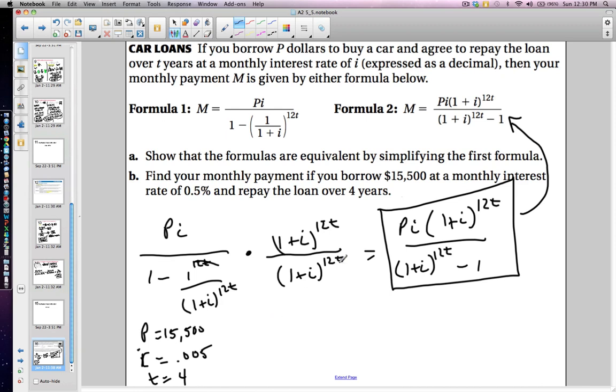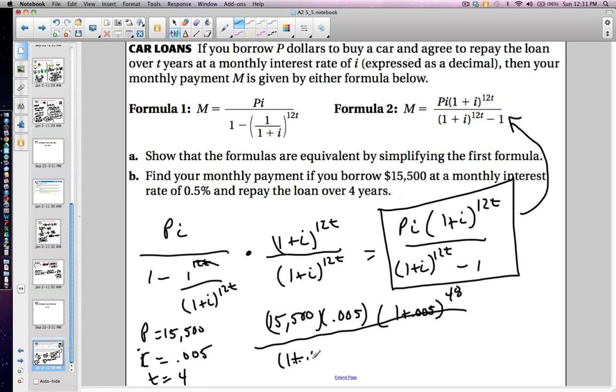So P times I is 15,500 times I, which is 0.005, times 1 plus 0.005 to the 12 times t being 4, 12 times 4 is 48. That's my numerator. And then over here I'm going to have 1 plus 0.005 to the 48 power minus 1.